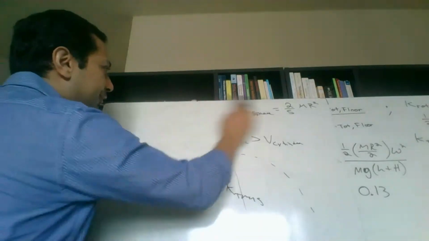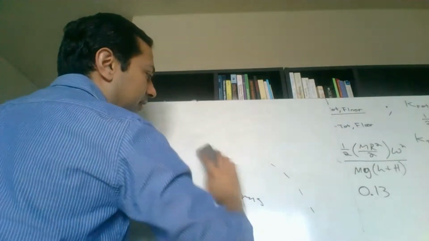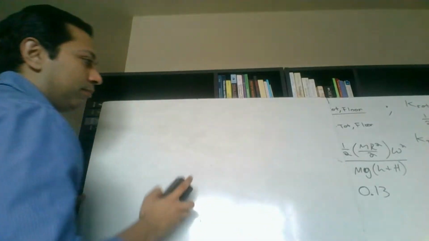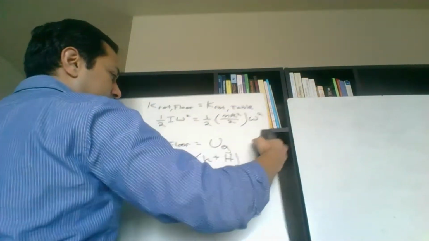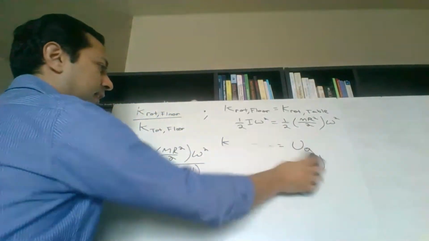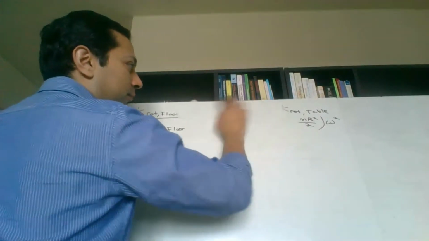Now, I can't tell you enough how many of you have lost points because you didn't do your free body diagram correctly. I'm looking at you.